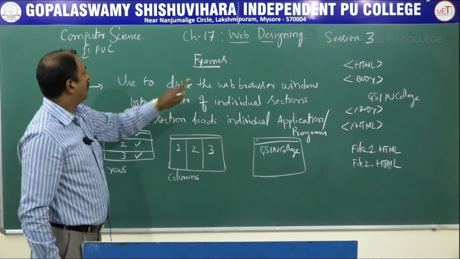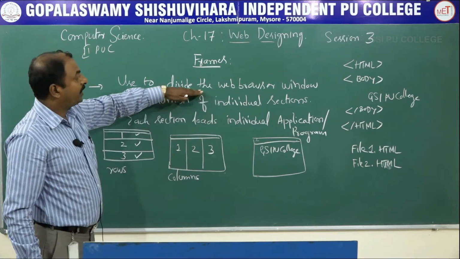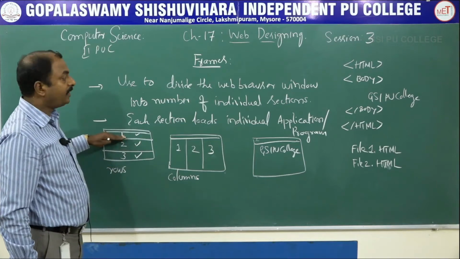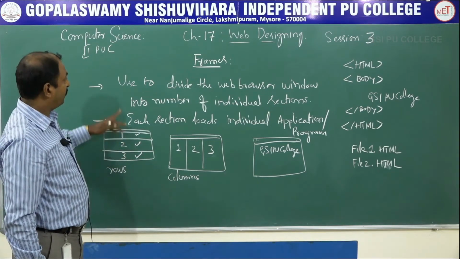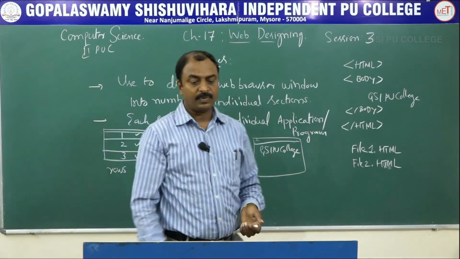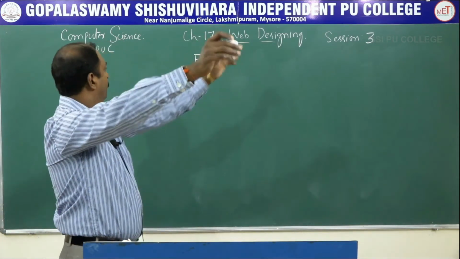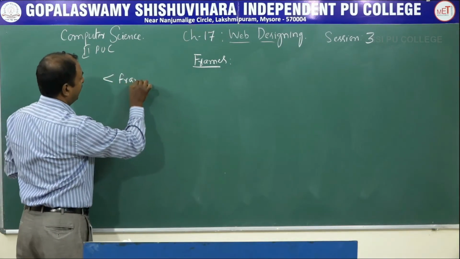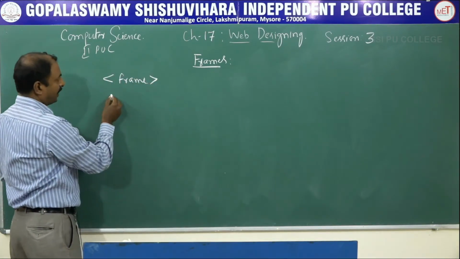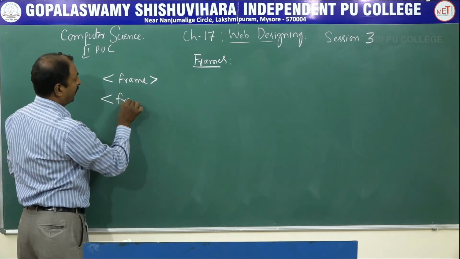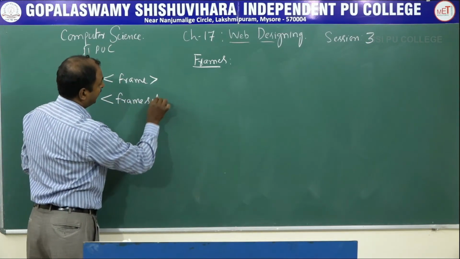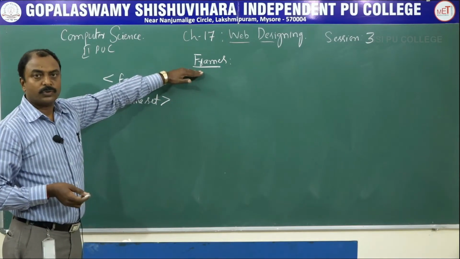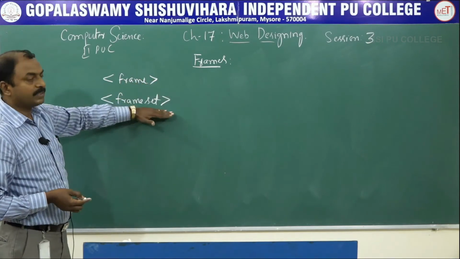Frames are used to divide the web browser into a number of sections in the form of rows and columns. So this is the definition of frames. Now look at some examples. This is the frame tag, and we use it along with the frameset tag. Here we are using the frame as well as the frameset tag.